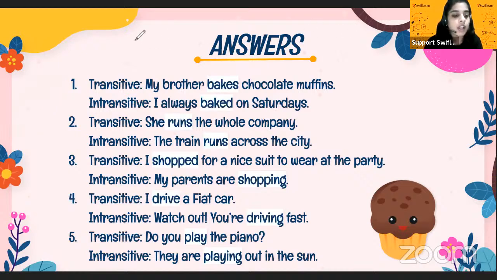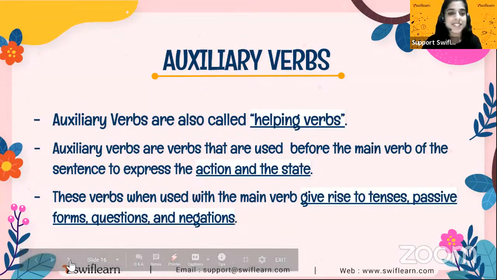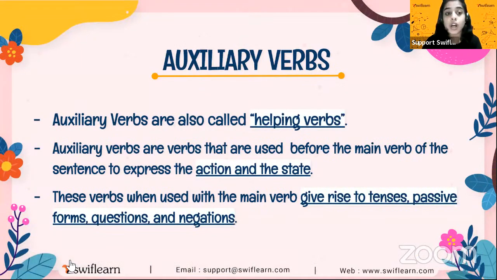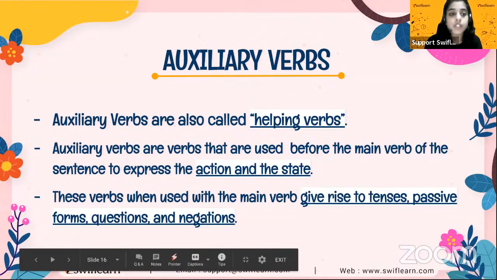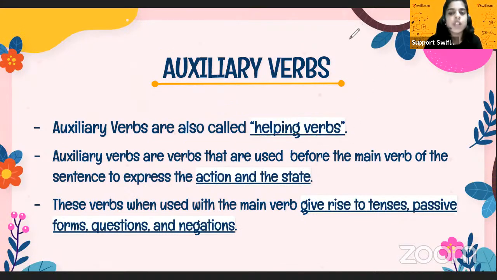We have completed the concept of transitive and intransitive verbs. And here we are on the next topic, auxiliary verbs. Most of you must have heard of this word, auxiliary verbs, but I'm going to explain it once again. Auxiliary verbs are also called helping verbs. So what is the meaning of helping here? Helping means you already have a main verb in your sentence, but your main verb requires the help of another verb to complete the sentence.